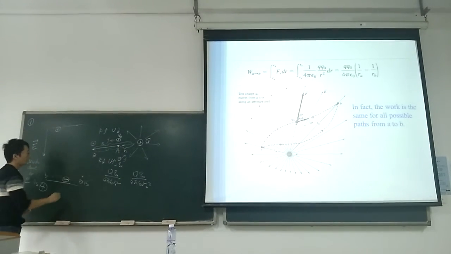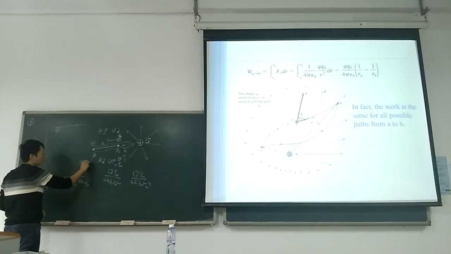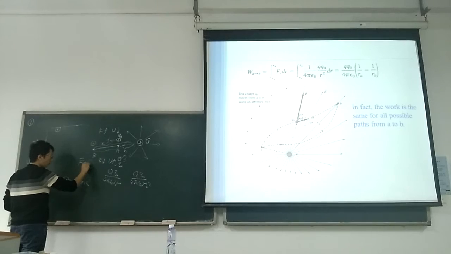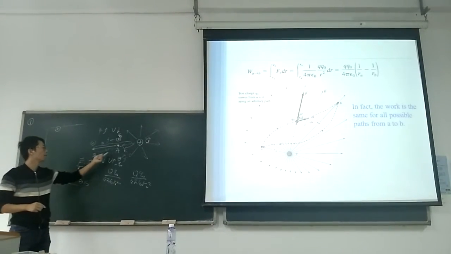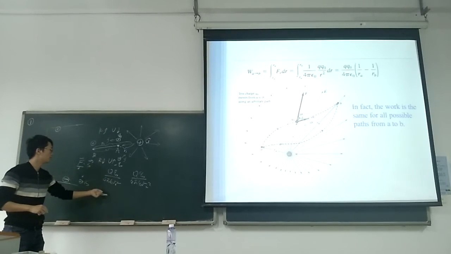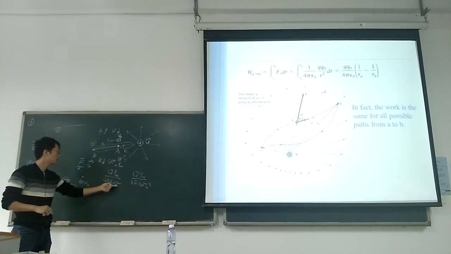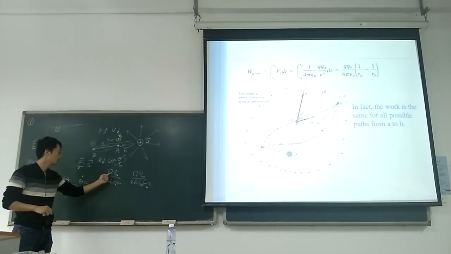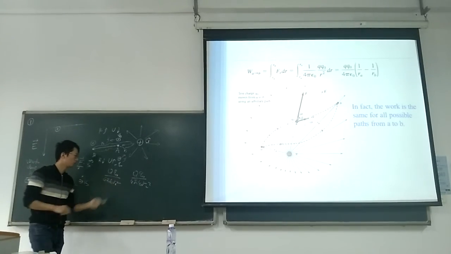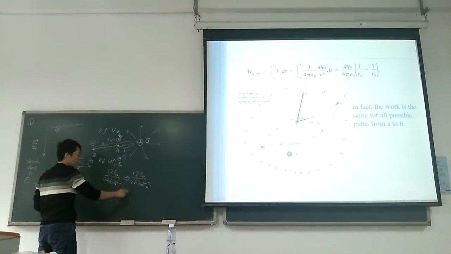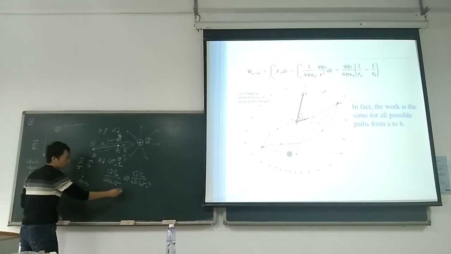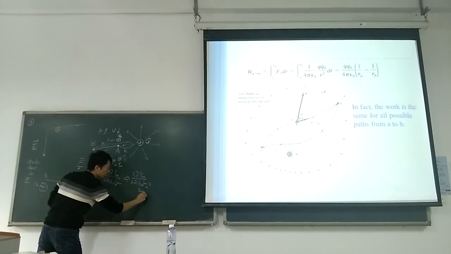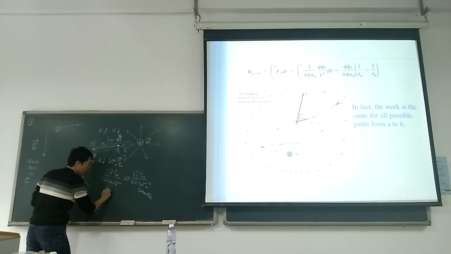cannot be calculated by force times the displacement, because the force is a varying quantity all the way from A to B. It changes from Q Q0 / (4 pi epsilon 0 R1 squared), a larger one, to Q Q0 / (4 pi epsilon 0 R2 squared), a smaller one.